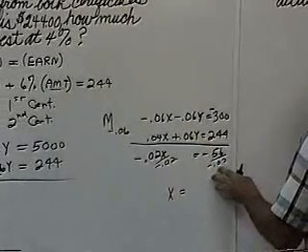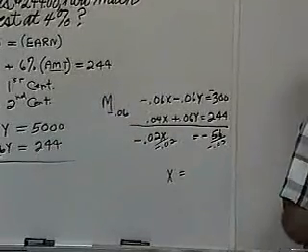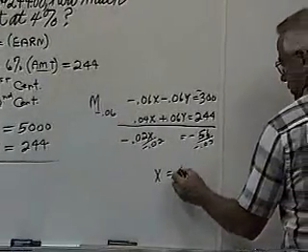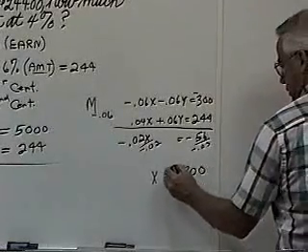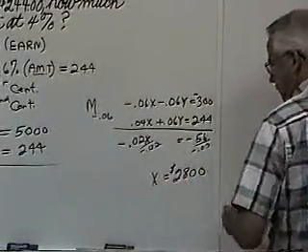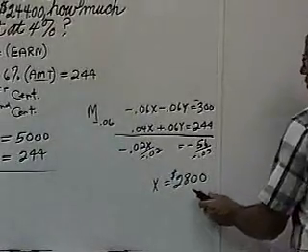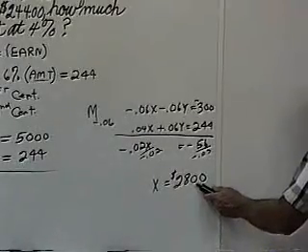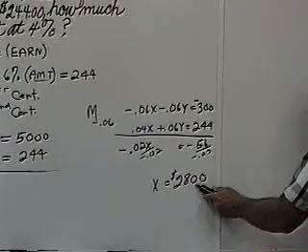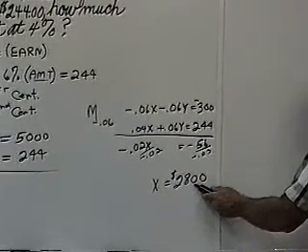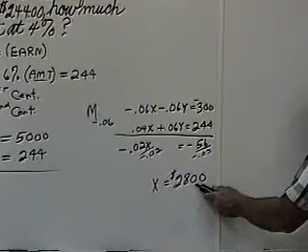Now this is where you have to go back and use dividing decimals. And what that will come out to be is $2,800. So that says that the investment in one certificate, the one at 4%, was $2,800 out of the $5,000, and then $2,200 was invested at the 6%.